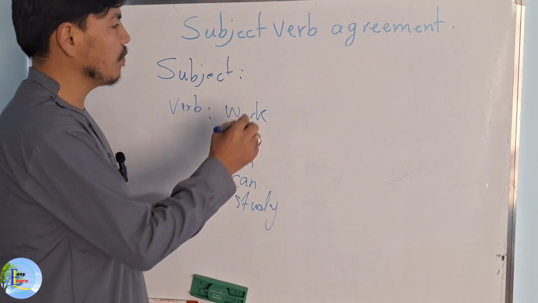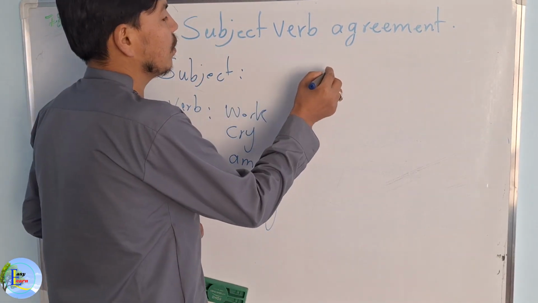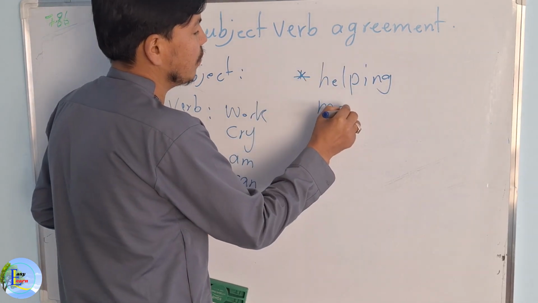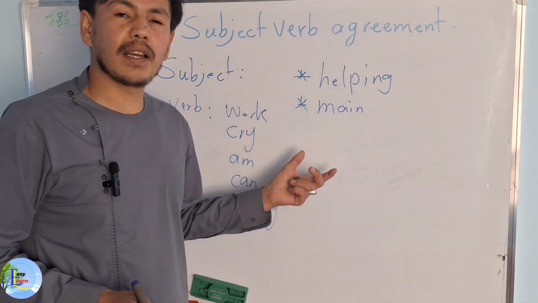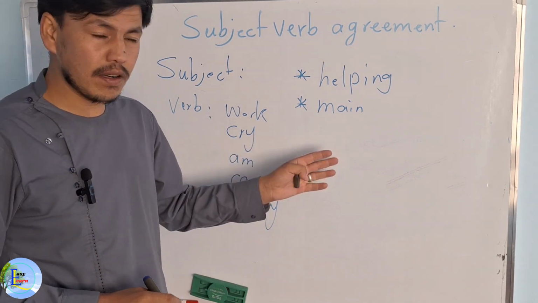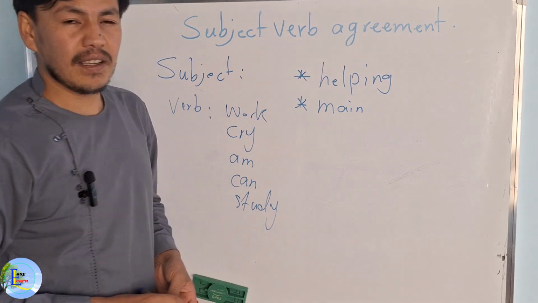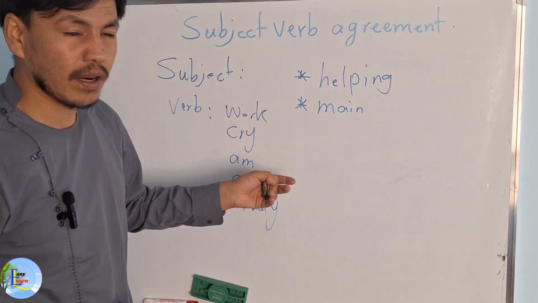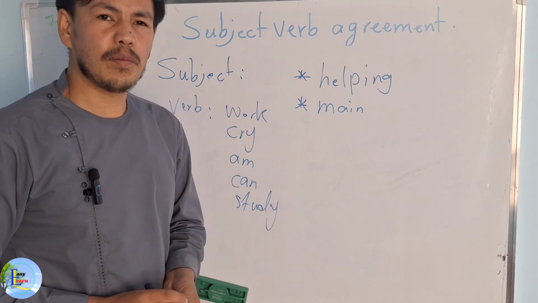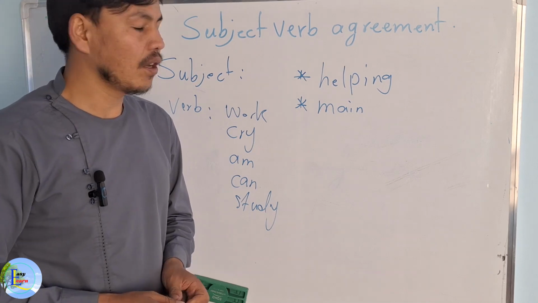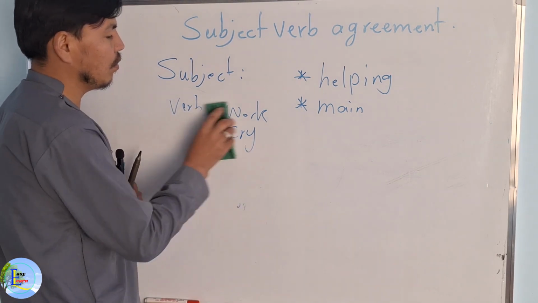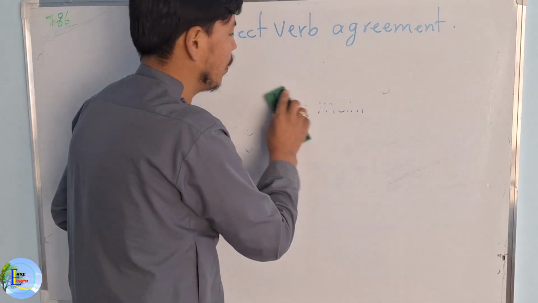We have different types of verbs. We can divide the verbs into two main categories: one is helping verb and another is main verb. Of course, each of them is divided into different parts. I'm planning to record a video about types of verbs, Inshallah, so you can watch it. Now let us see exactly what subject verb agreement is.